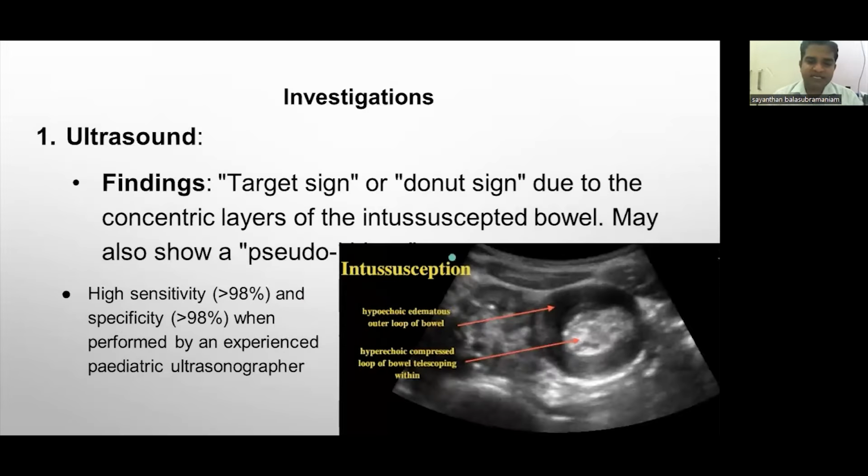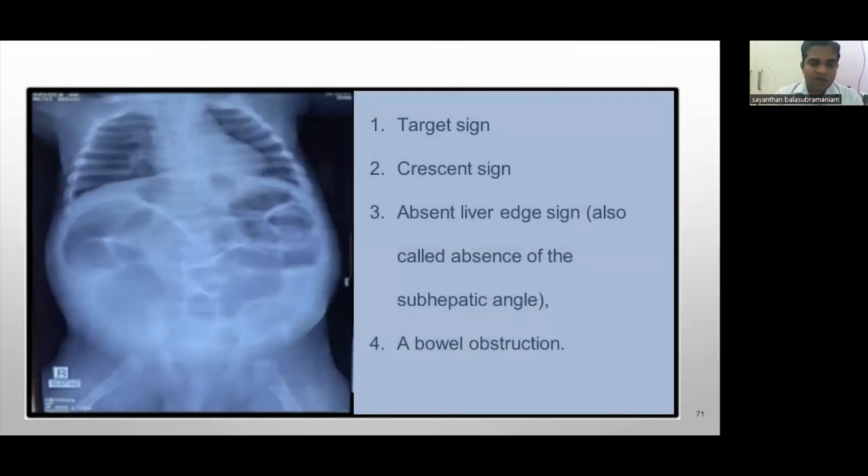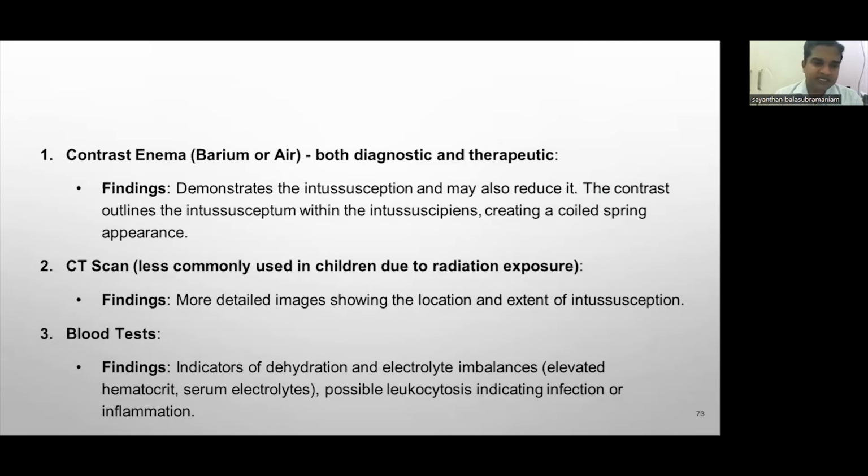Ultrasound is a good investigation. You can find more than 98% sensitivity as well as specificity. After that, we can get to the management. X-ray abdomen is also possible, but ultrasound is more than enough for diagnosis. On X-ray you can also find some signs: target sign, crescent sign, absence of gas sign, bowel obstruction features. All these things are possible, but ultrasound is the superior investigation you can do. Very rarely you may need to do a CT scan, but always avoid that.